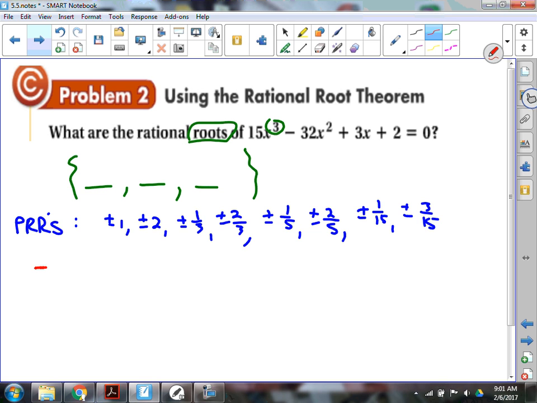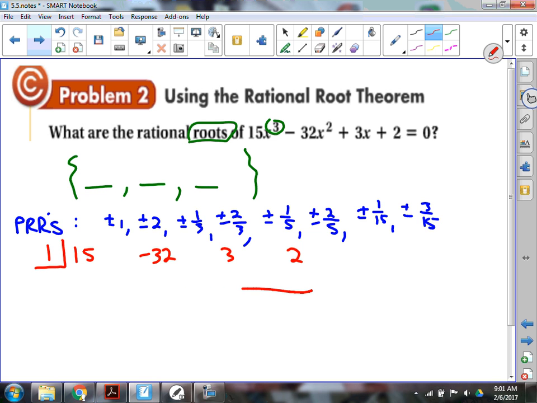So when I synthetically divide, I'm synthetically dividing by 1, so I'm going to go ahead and put the 1 in the box and see what happens. Remember last week I said you'll synthetically divide 1,000 times this week? Here's 1 of 1,000. There's 15, there's negative 32, there's 3, there's 2.